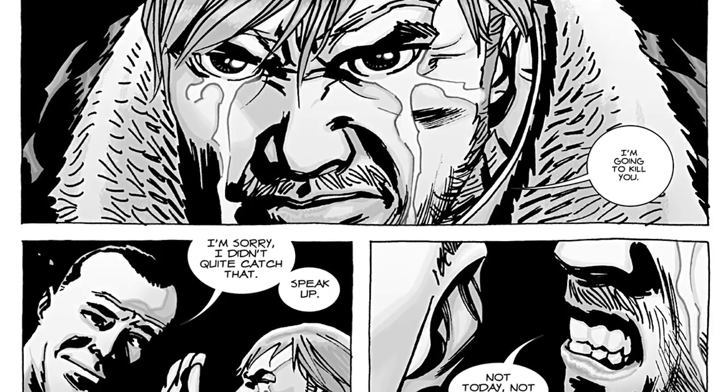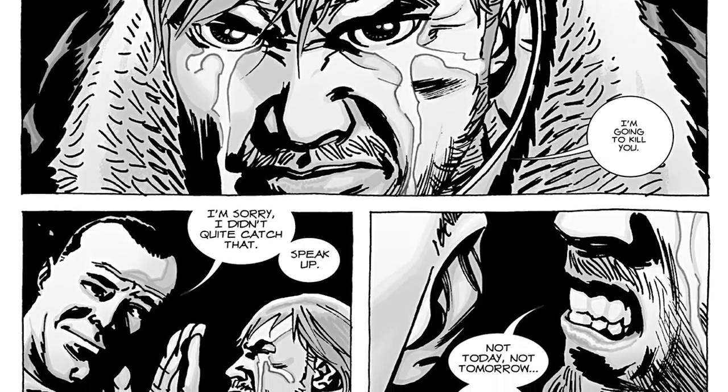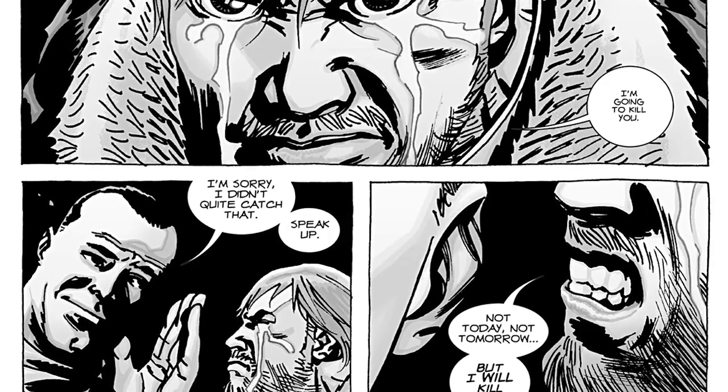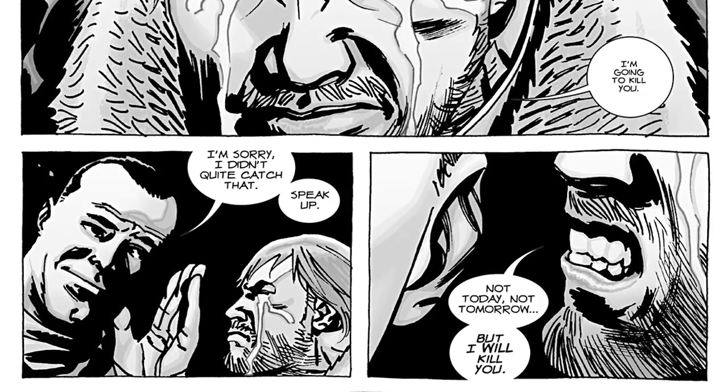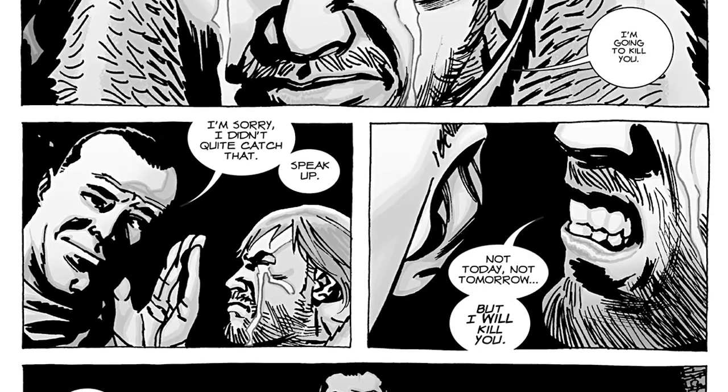And Negan says, okay, fine, if you think you can kill me, then do it right now. Now, there's a reason why Rick Grimes didn't do this. Rick Grimes could have killed Negan. He could have killed him on the spot, and he could have called it a day. But Negan calls his bluff.